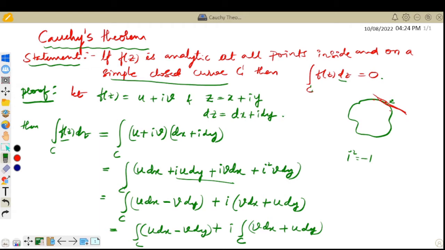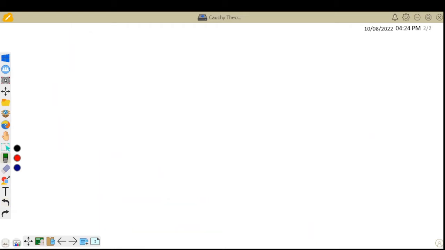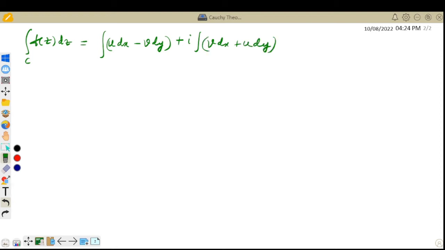I will write in the next page. Just look at: the integration of f(z) dz over the curve C is equal to the integration of u dx minus v dy, plus i times the integration of v dx plus u dy, over the curve C.